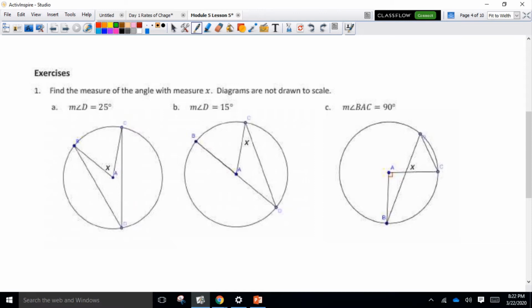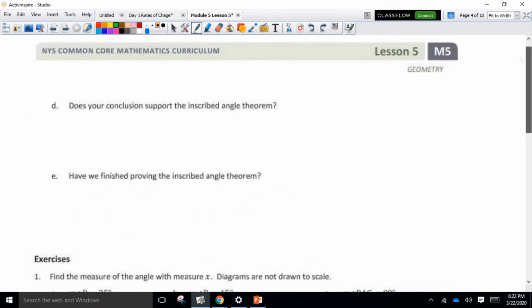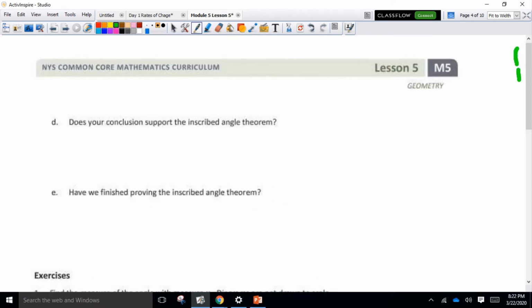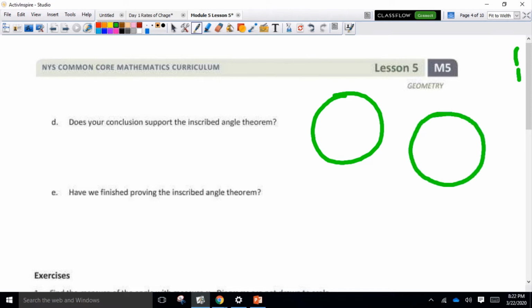Do some math now. All right. So what do we want to know? What do we need to know? So let's just make a quick conclusion over here. So we have three scenarios that we should have seen today. All right. We have our central angle.